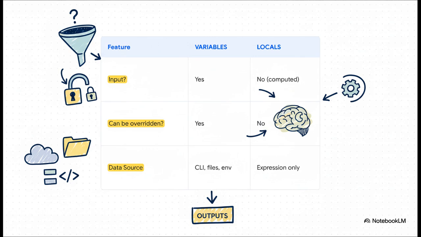And boom, here's another classic interview question. What's the real difference between a variable and a local? And the answer is simple. A variable is an input. It comes from the outside, and you can change it. A local? That's a computed value. It's born inside your code, and you can't change it from the outside. That's it. If you want the perfect one-liner, variables are for input, locals are for computation.